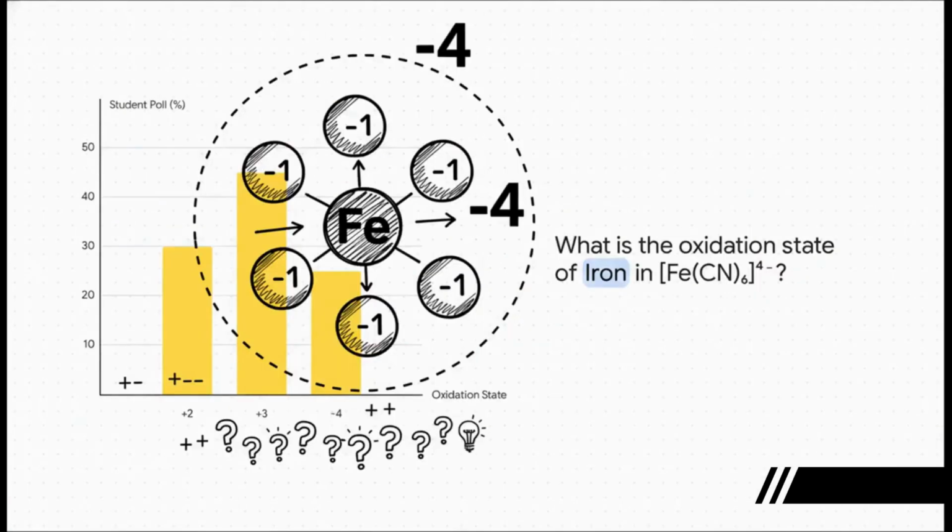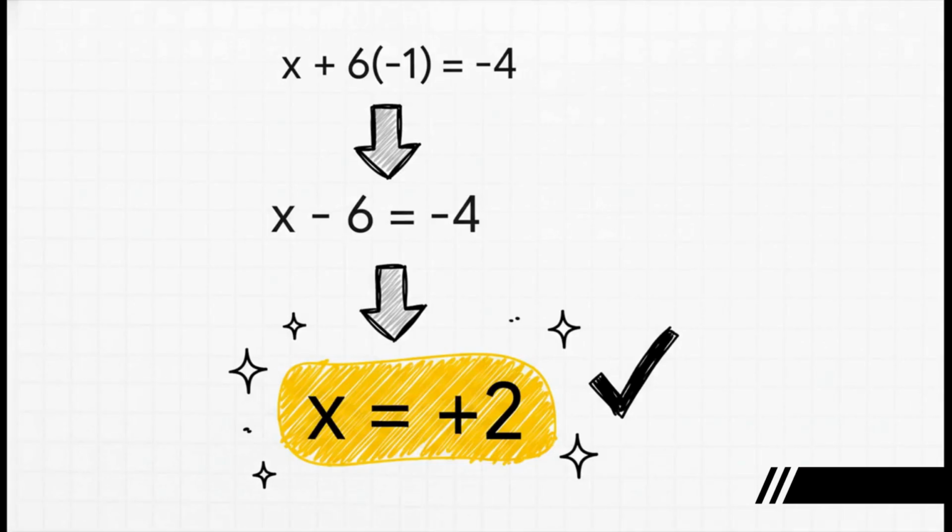Let's practice. What's the oxidation state of iron in [Fe(CN)6]4-? Remember, each cyanide, or CN ligand, has a charge of -1. The whole complex has a charge of -4. Lock in your answer. What do you think? +2, +3, -4? Go on, commit to one. And the answer is +2.